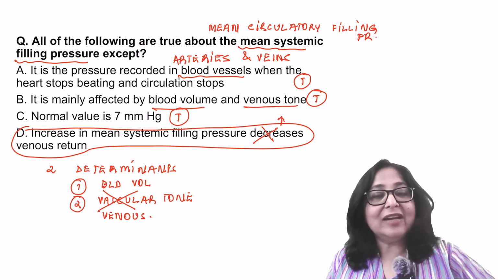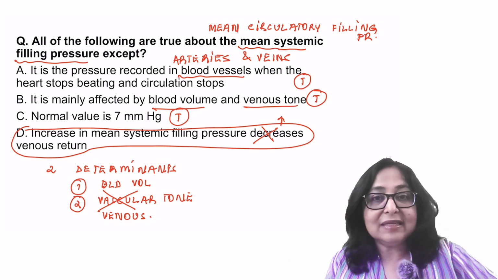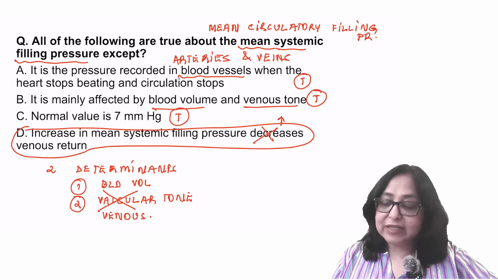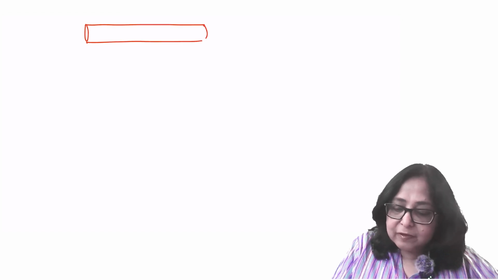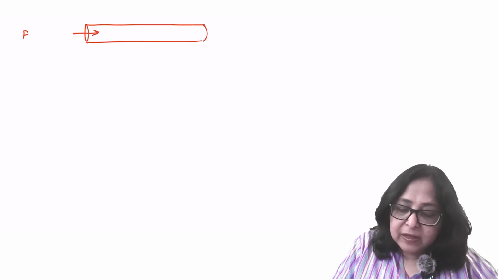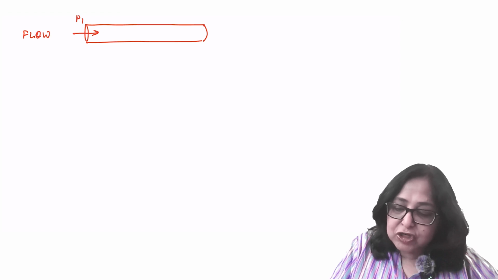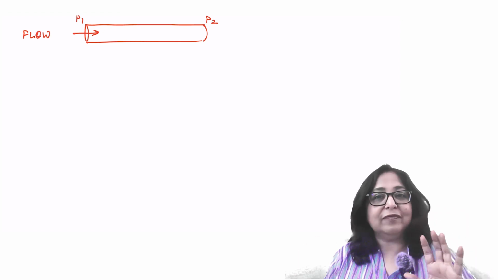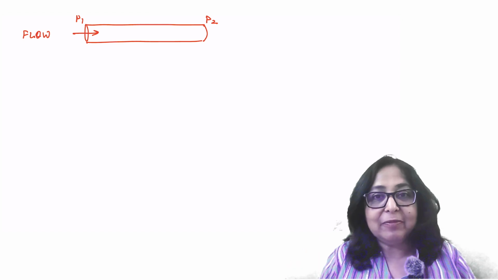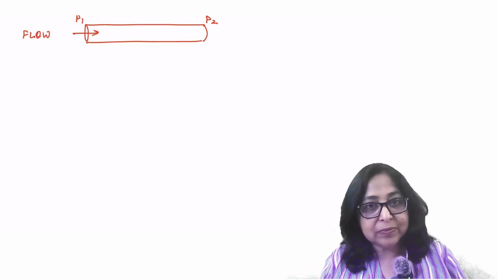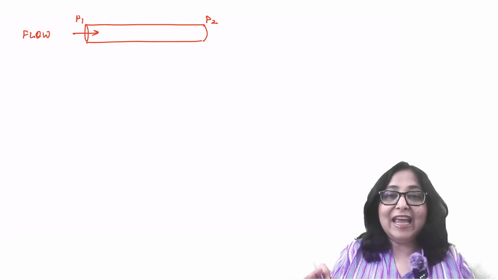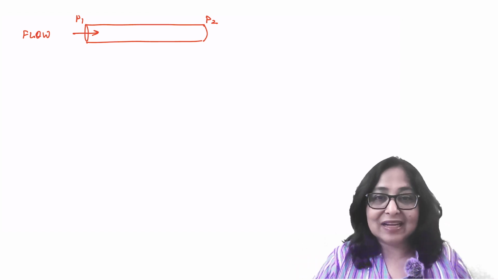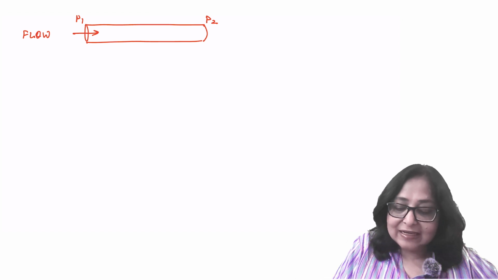So let us try and understand what is the relationship between mean systemic filling pressure and venous return. Now, to understand this, please remember that flow through any tube depends on the pressure difference at the two ends of the tube. Flow is directly proportional to P1 minus P2. More this pressure difference, more the flow. And it is inverse to the resistance. So flow is delta P by R.